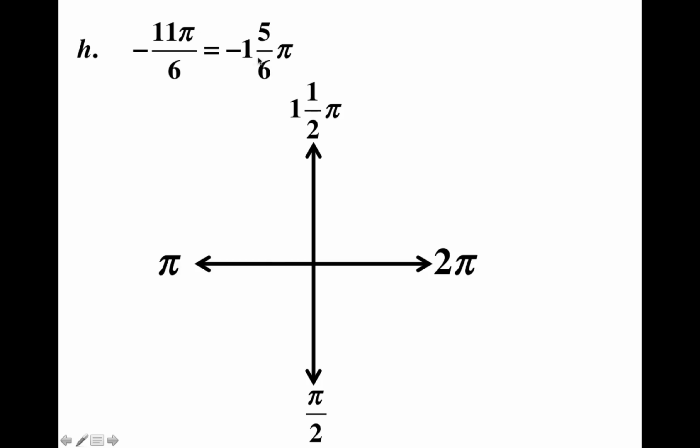1 and 5/6 pi is almost 2 pi. It's more than 1.5 but less than 2, so it's going to be here. Draw a line to the x-axis. Notice if this is 1 and 5/6 pi, it's less from the full circle by 1/6 of a pi. So that's why my reference angle is pi over 6.